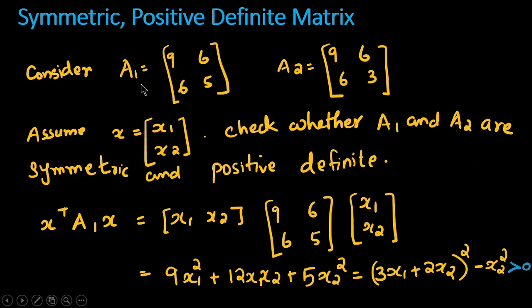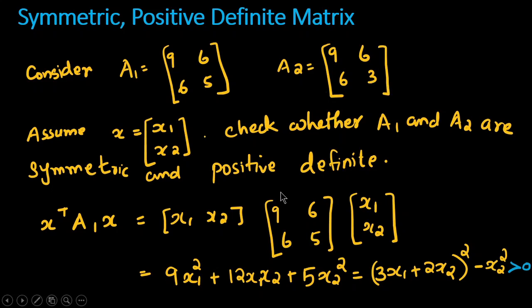Then we can take an example. So two symmetric positive definite matrices have been taken. A1 is equal to [[9, 6], [6, 5]]. A2 is equal to [[9, 6], [6, 3]]. And assume x is equal to (x1, x2). That is the matrix we have. Check whether A1 and A2 are symmetric and positive definite. So symmetry we can directly check. That means A1 should be equal to A1 transpose. Then it is symmetric. So this A1 is a symmetric matrix, and if you consider A2, that is also symmetric.